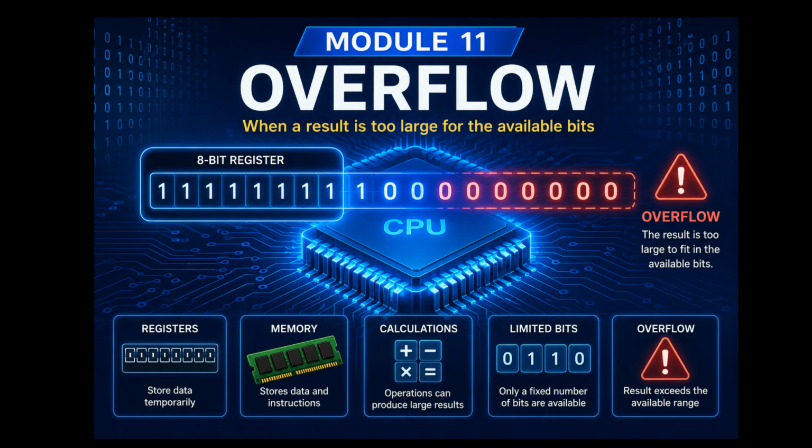This is called overflow. Computers use fixed-size registers and memory. When calculations produce numbers larger than the available space, the processor detects an overflow, and the stored result may become incorrect. In this lesson, we'll see why overflow happens, how to identify it, and how computers handle it.